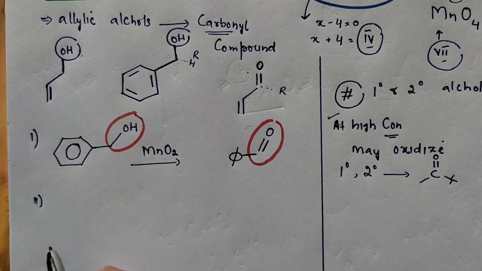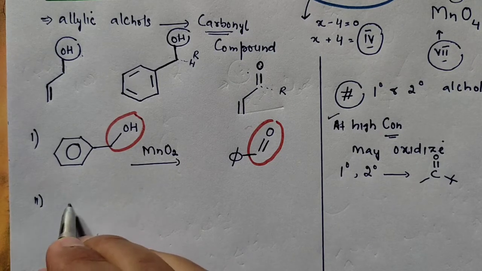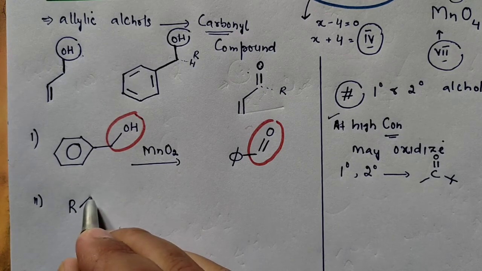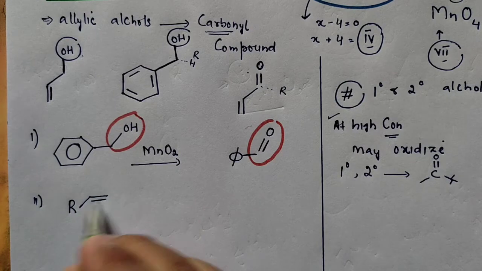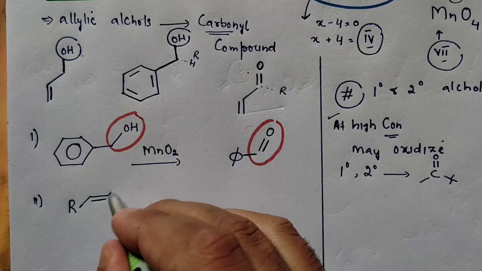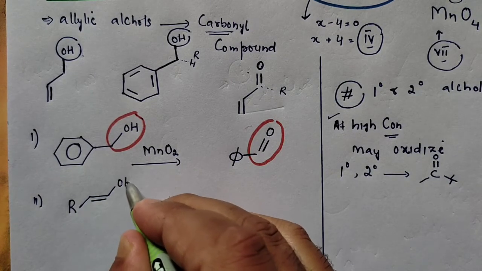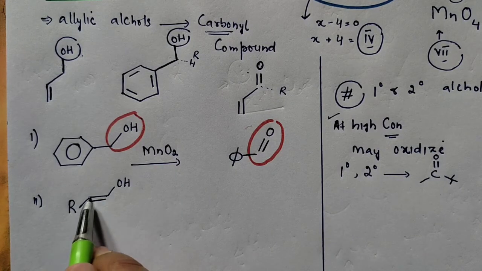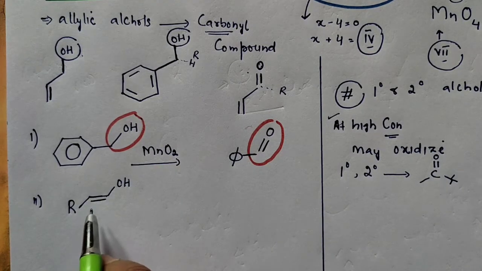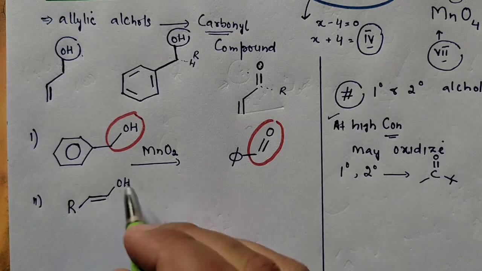Likely if you have a question like, let us do some more transformations which have been asked in previous year exams. Some R group is here. Then you have OH. So we have to remember that you have a double bond. Some mistake here.